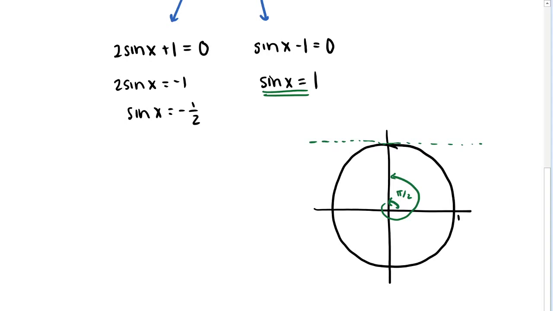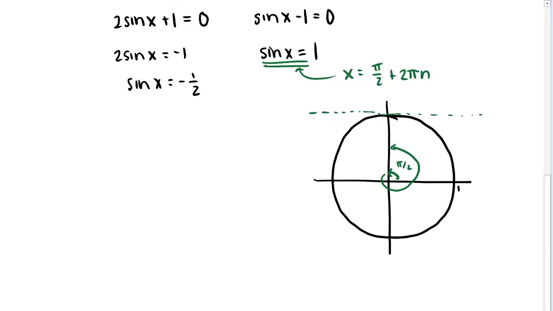If we add a full rotation of 2 pi to pi over 2, we end up at another angle that sine would give us 1 for. And so here we get the solutions. x is equal to pi over 2, is one such angle, and then all the coterminal angles. In other words, any time we add on 2 pi or multiples of 2 pi, we get more solutions to our equation. And then here, sine of x is equal to negative 1/2.